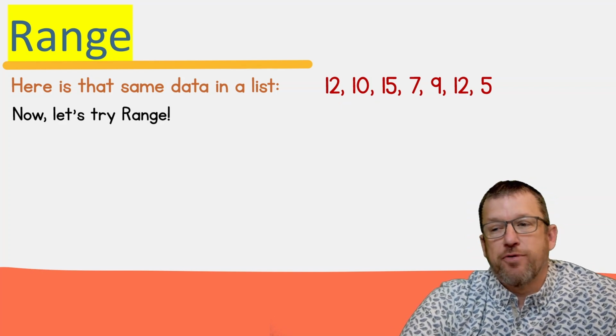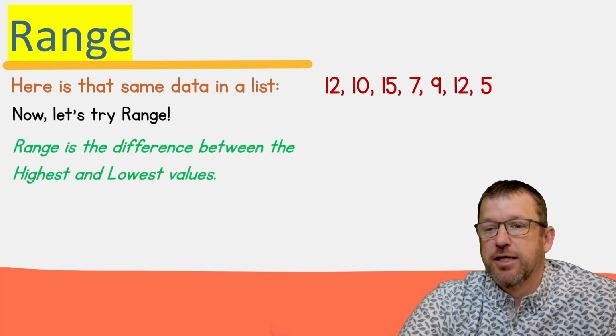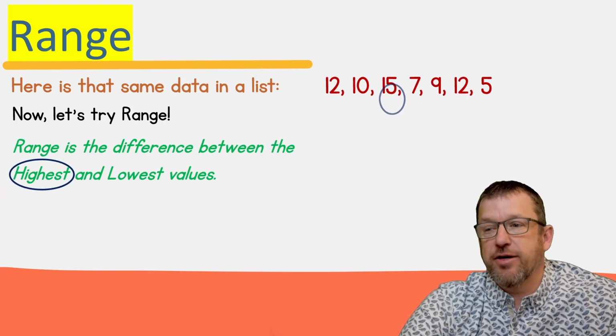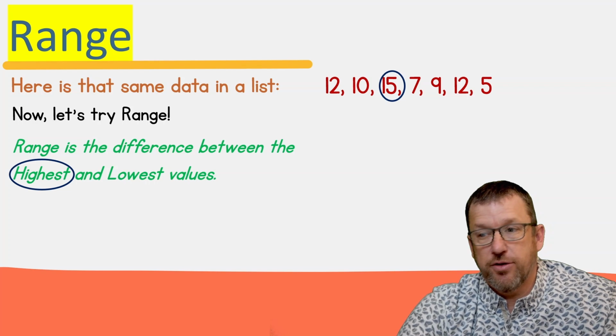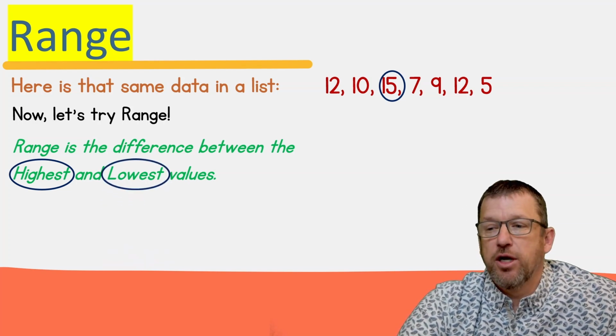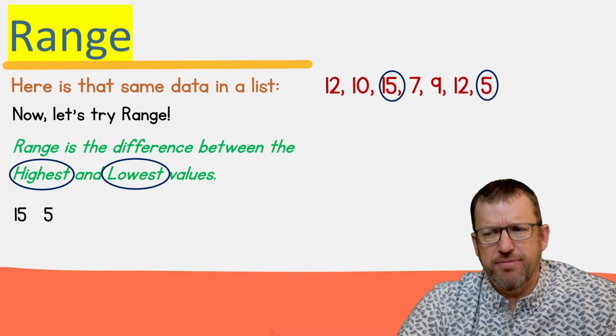So let's try the range. What is the range? The range is the difference between the highest and lowest value. Well, what is our highest value? It's 15 in this one. Look through. Do you see any numbers bigger than 15? Nor do I. And what's our lowest value? Well, it's 5. All right, so what's the difference? What does difference mean?